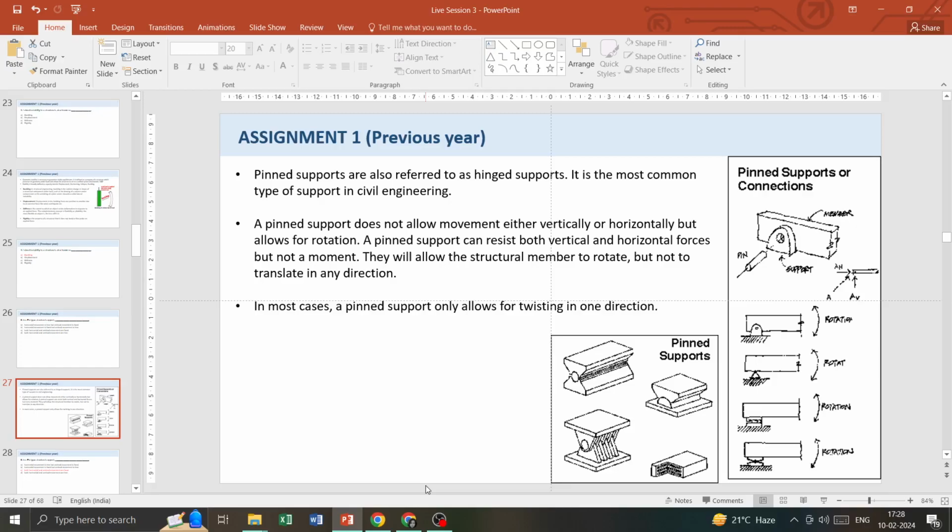In most cases, a pinned support only allows for twisting in one direction. So I have added a few examples of pinned supports. As you can see, in all these examples they have a pin that is attached between two objects so that the object can move from here to here. So in pin supports, the horizontal movement is fixed, vertical movement is fixed, only rotation is allowed. So there is a member, there is support, and there is a pin, and the pin allows for the member to move.